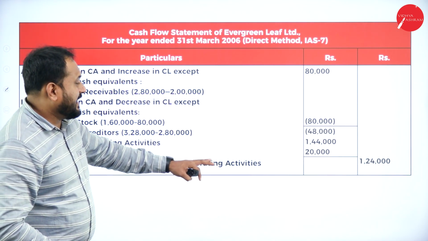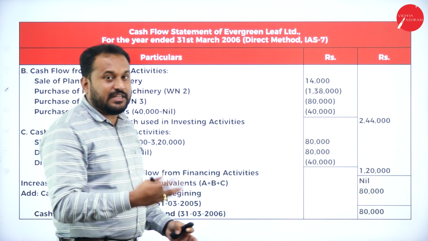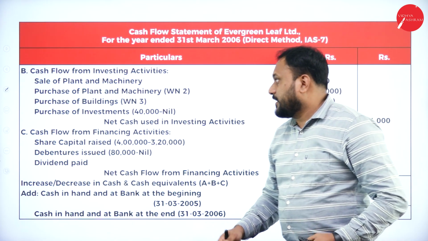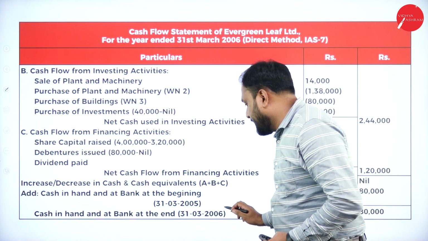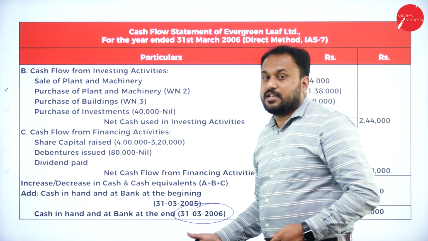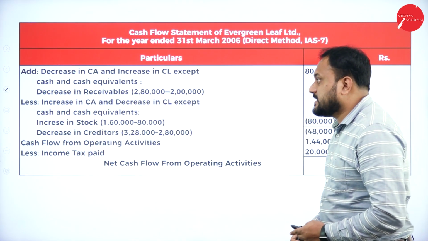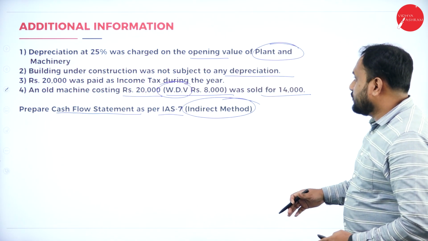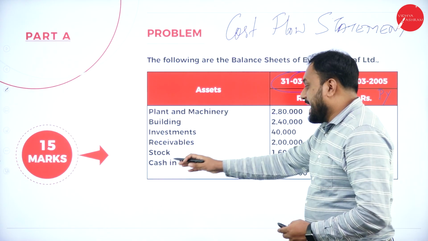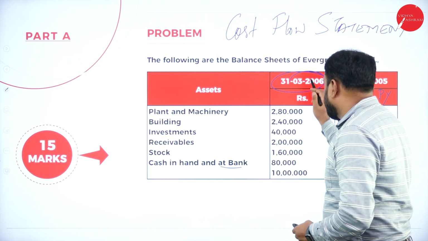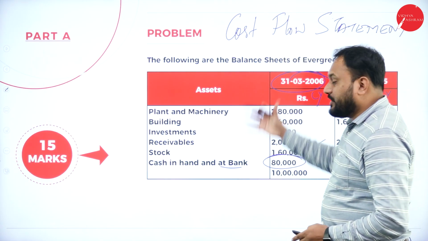Net cash flow from operating activities is 1,24,000. Then we go with all the other activities. Now we have three things: the financing, the investing, and the operating. In the last, when we come to the financing, the cash in hand and at bank at the end of 31/3/2006. I'll just show you the trick on how to go with that. If your answer is correct, you have the question here. So cash in hand and at bank in 2006 is 80,000.